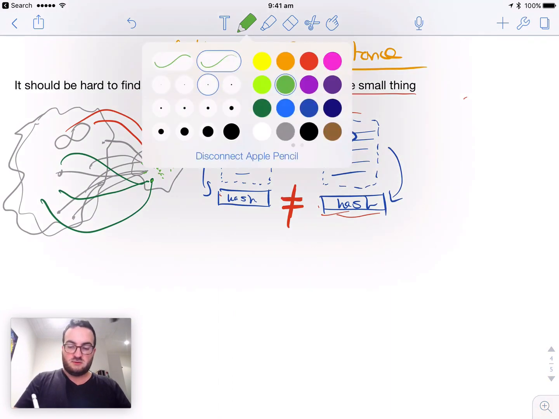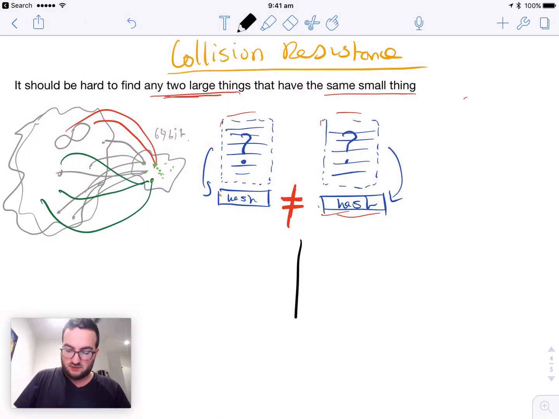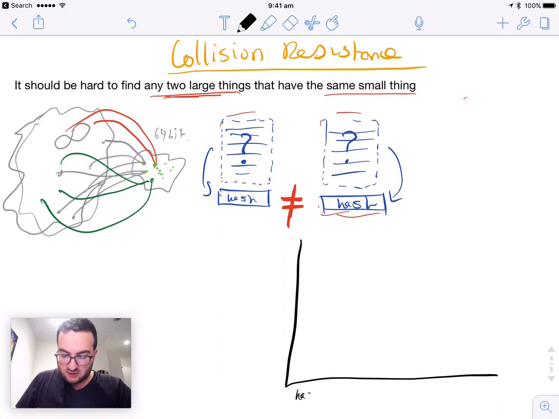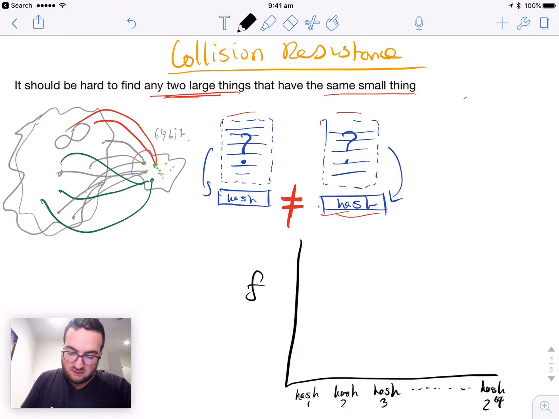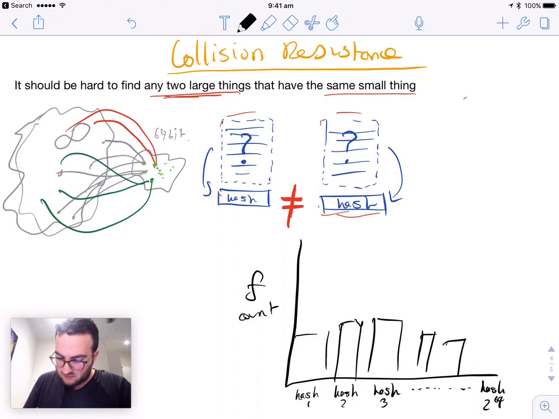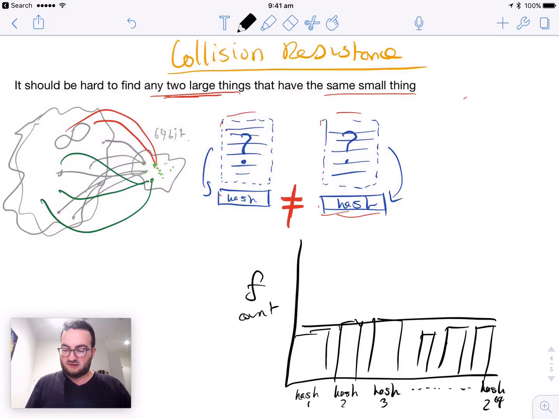So if I draw this as a graph, which also might go horribly wrong. Let's say this is hash 1, hash 2, hash 3. And if I just list all the hashes all the way over to hash 2 to the 64, say it's a 64-bit long hash, and I do a frequency count, we basically want all the hashes to have the same frequency, because that's going to give us the most hash resistance. You can see how this frequency is roughly all the same.